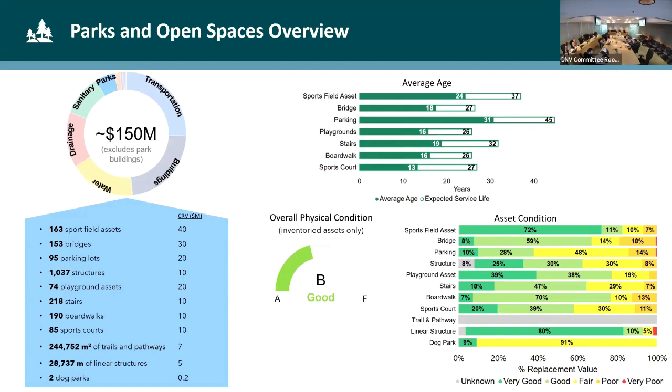And then renewal planning is really something that we're looking at refining. With such a diverse asset base, with incomplete asset inventories, and with some underdeveloped maintenance strategies, this is an area of focus for us to improve the data quality.